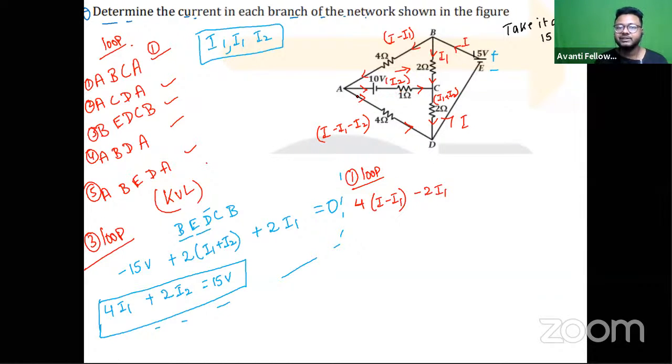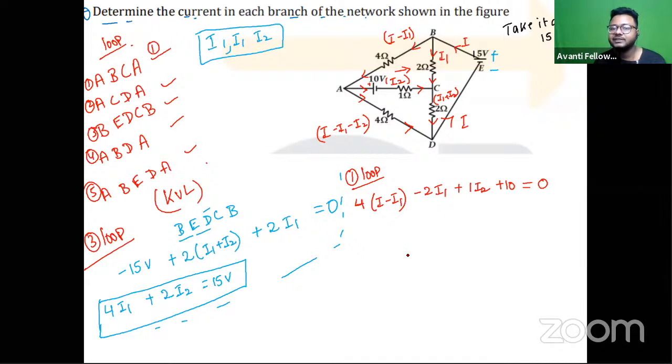Then from C to D, we have a battery and also a resistance. For the resistance, we are going opposite to the direction, so we'll write plus 1 into I2, right? And then we are coming out from the positive terminal of the battery. The battery is not affected by the current, so since we are coming from the positive terminal, I'll write plus 10. And this whole should be equal to 0.